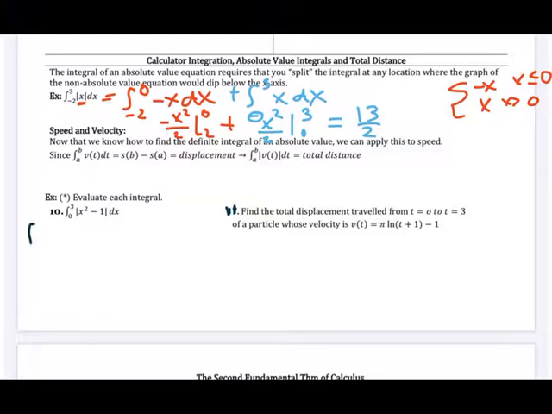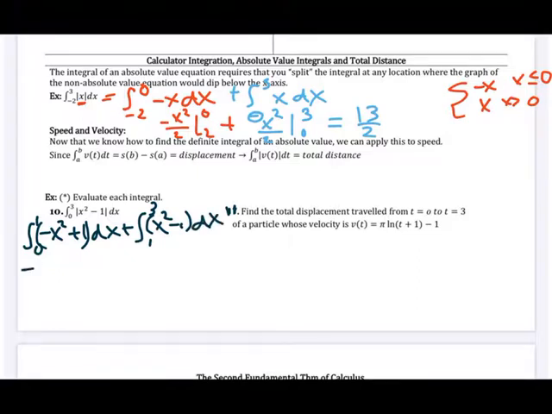So I'm going to say the integral from 0 to 1 of the opposite of what's there, negative x squared plus 1 dx, plus the integral from 1 to 3 of x squared minus 1 dx. When I integrate that, that's going to give me negative x to the third over 3 plus x evaluated from 0 to 1 plus x to the third over 3 minus x evaluated from 1 to 3.